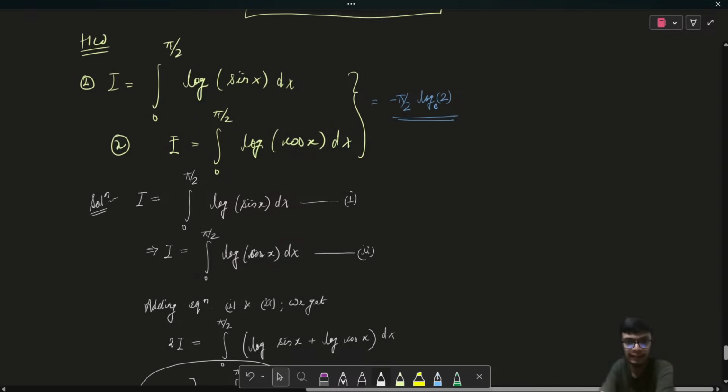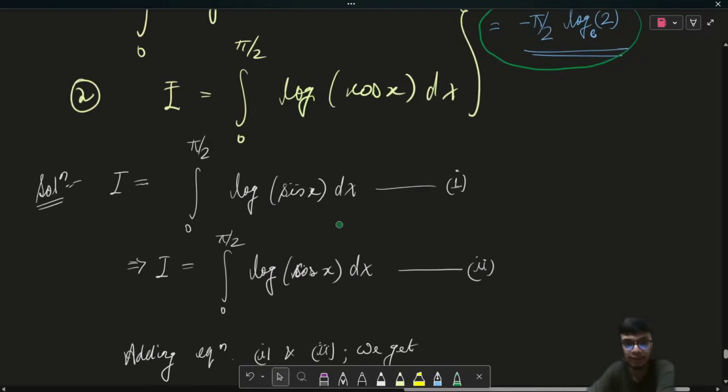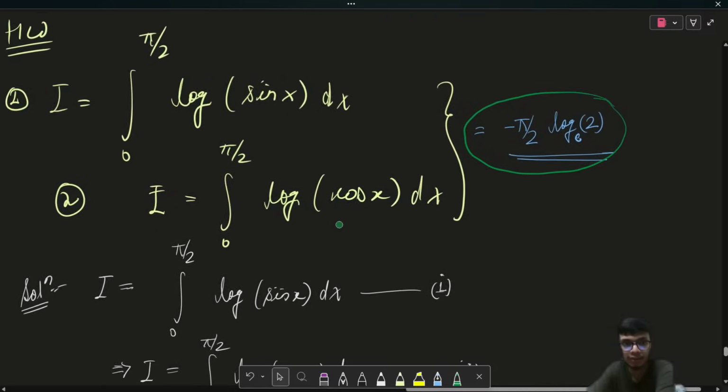So the answer to this problem is finally going to be equal to minus pi by 2 natural log of 2. I hope this is clear to all of you. Is this clear? Please give me a thumbs up or say yes or no in the live chat.